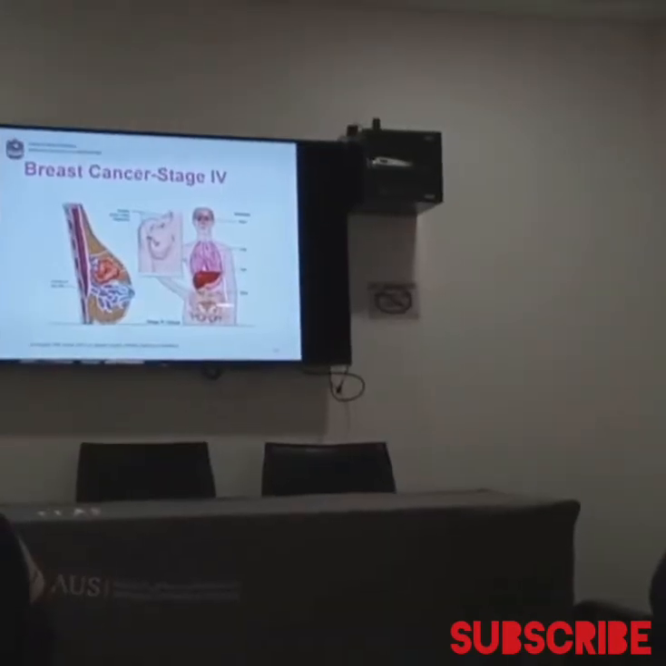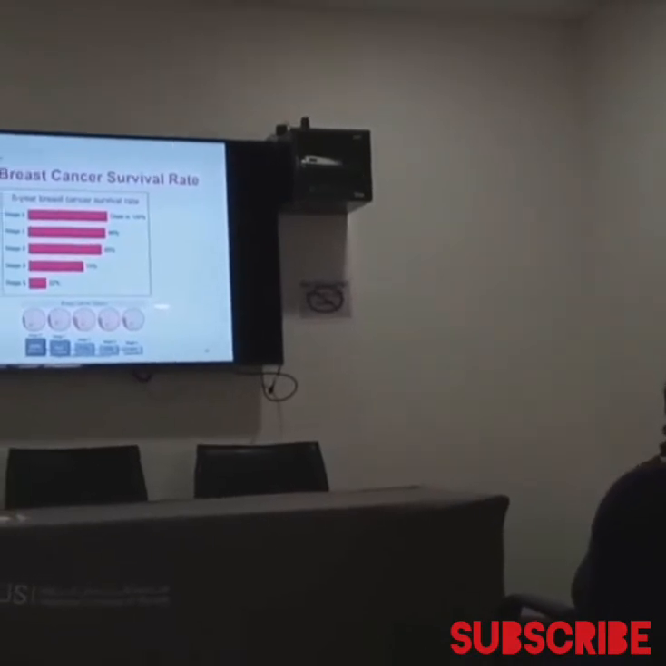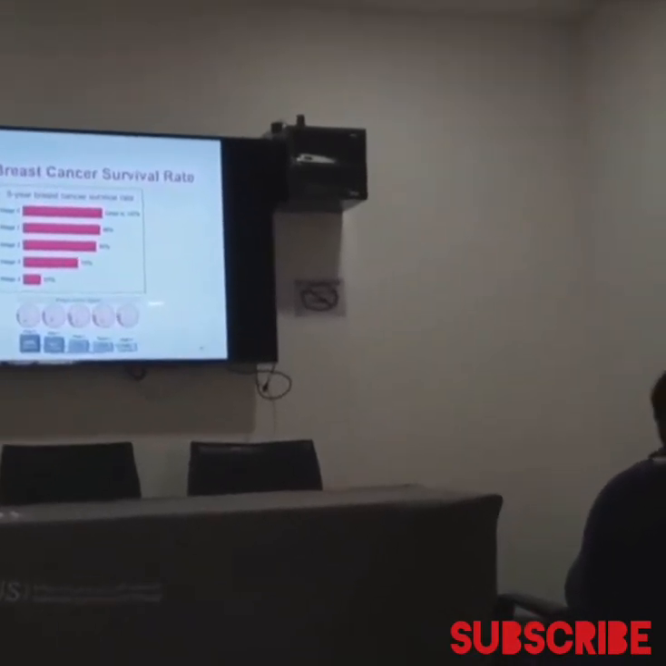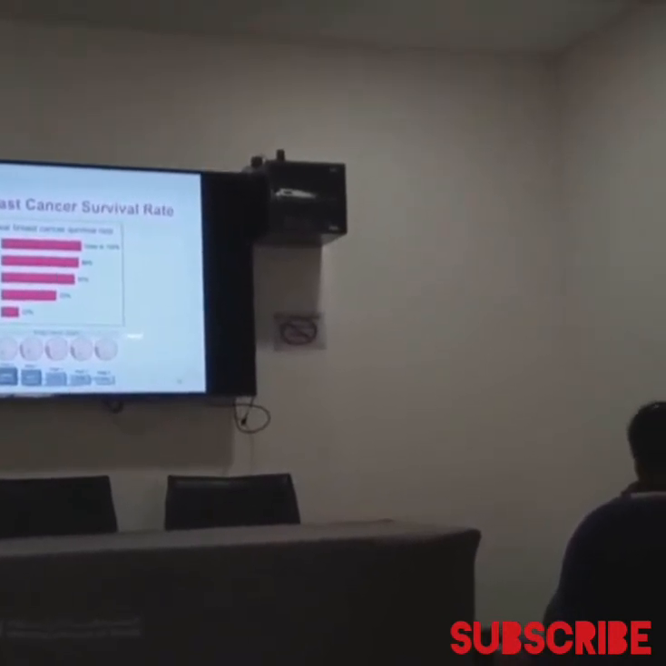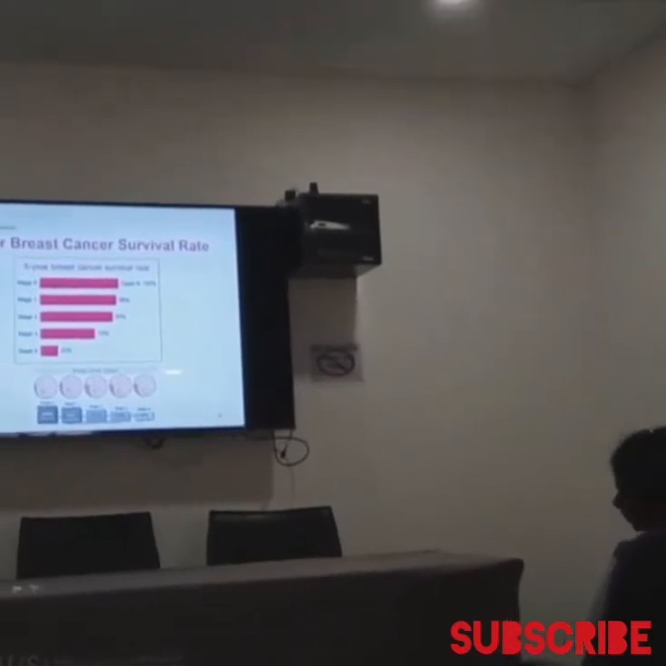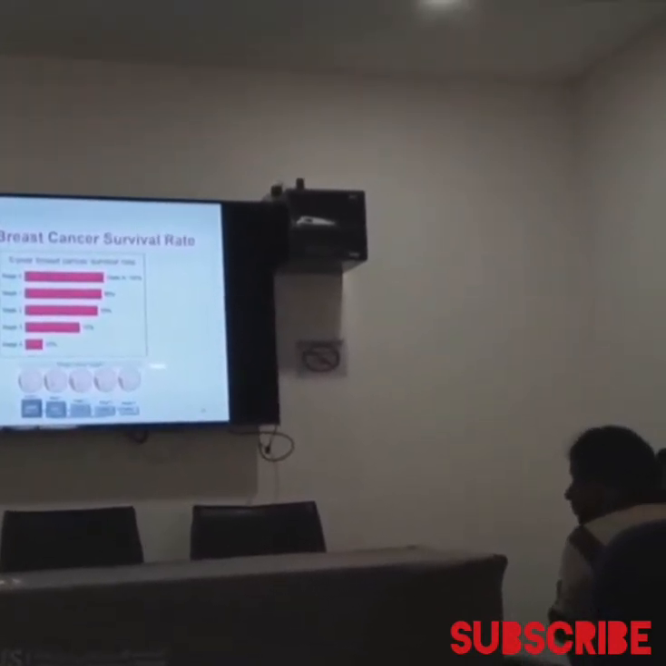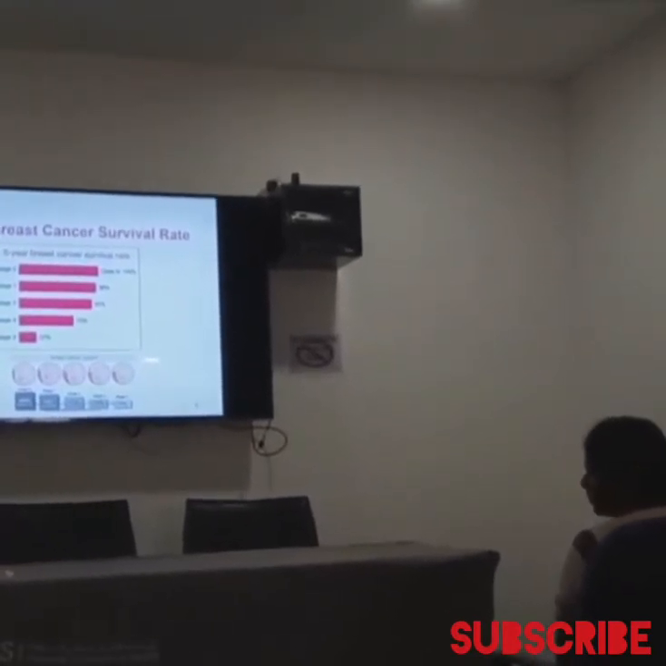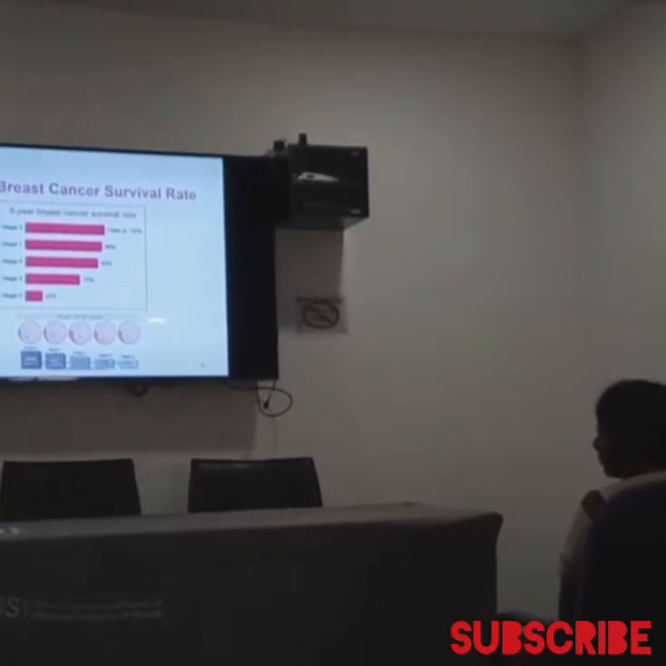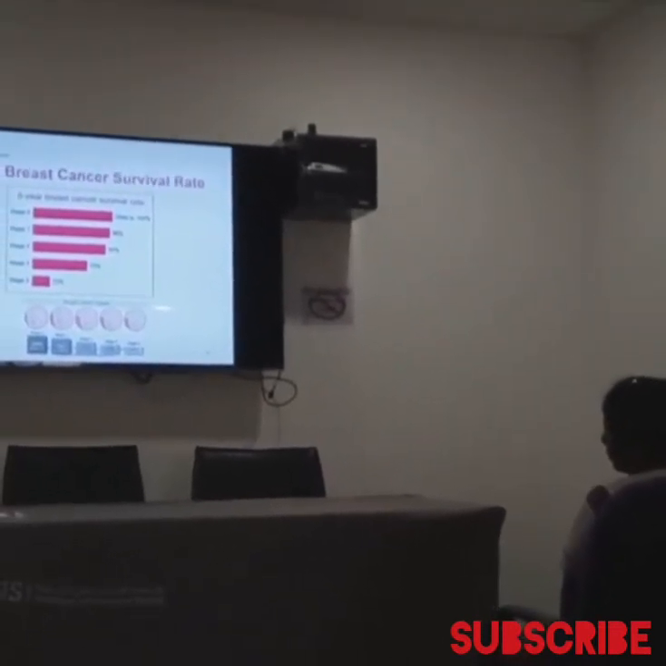Why do we need to know about these stages? Well, if I discover breast cancer at stage 1, then the 5-year breast cancer survival rate will be 98%. I can be cured if I discover it at stage 1. Stage 2, 93%. Stage 3, 72%. Stage 4, 22%.